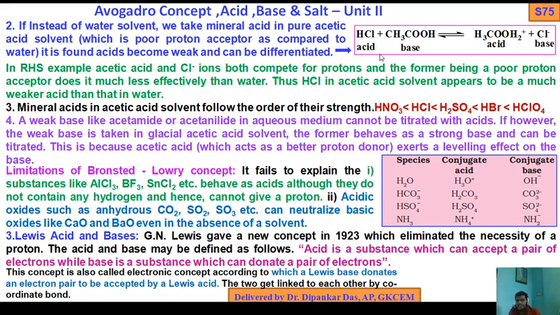How? HCl plus acetic acid base gives CH3COOH2 plus Cl minus. Here HCl acts as acid, acetic acid acts as a base. So in the right hand side example, acetic acid and Cl minus both compete for protons, and the former, being a poor proton acceptor, does it much less effectively than water.